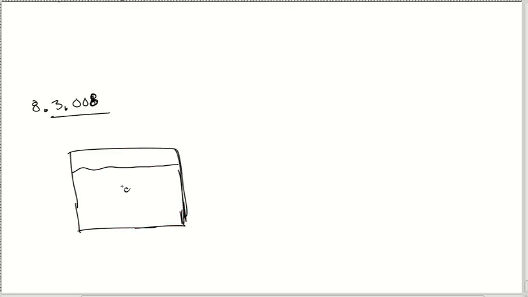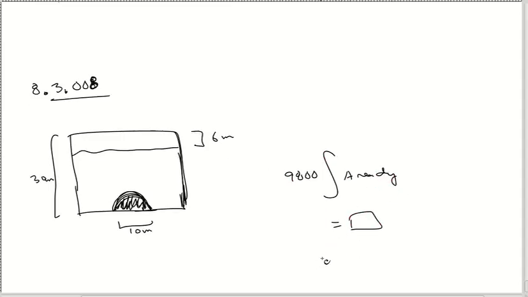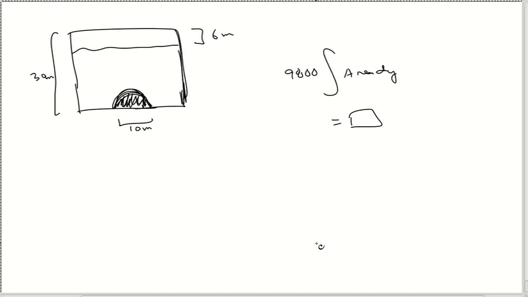I have a tank of water, but it's not filled all the way. And at the very bottom, I have a half circle, a semicircle, and it has a radius of 5, so therefore a diameter of 10. This was 30. Again, these are all in meters, and this is 6 meters. And so then it's the 9800 again, integral of your area dy. So we're good here, right? We're done. That's it. Get your answer. Yeah. Not really. No. We're going to do a lot more math, of course.